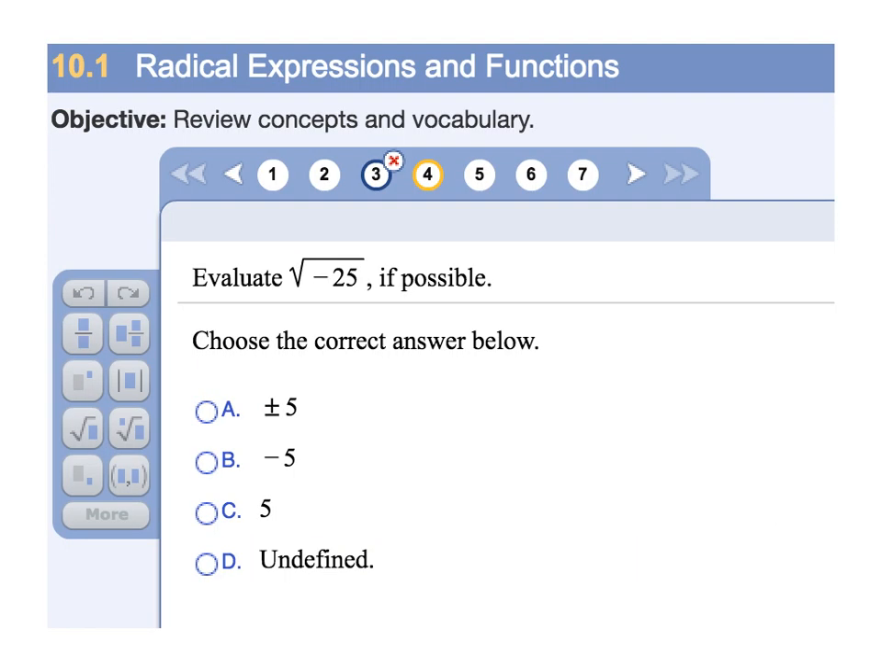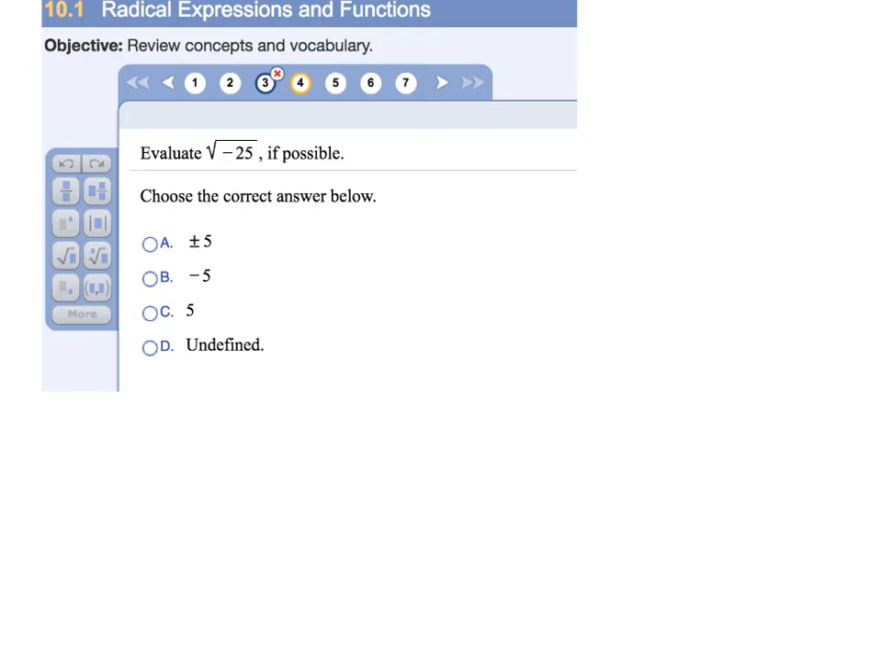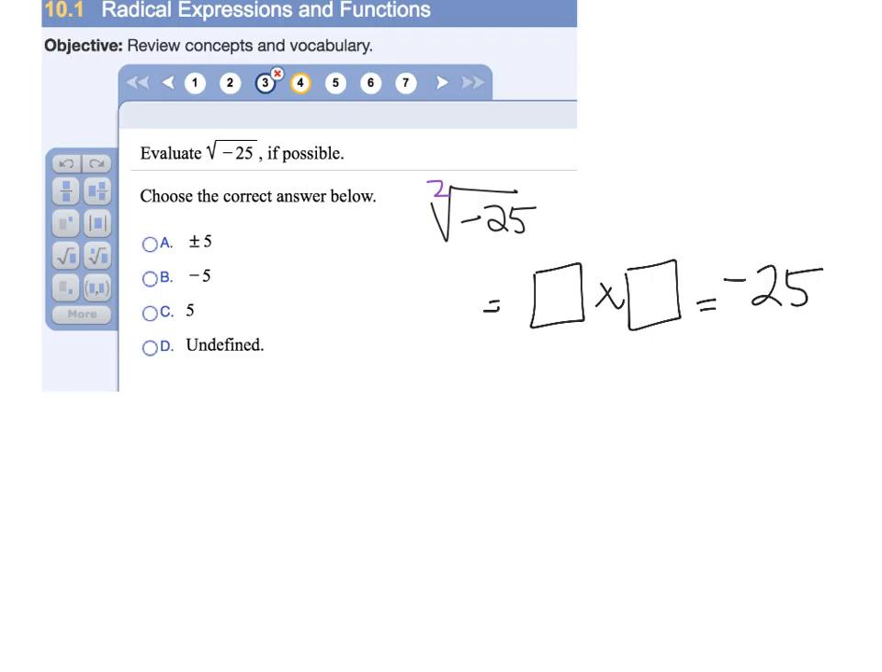All right, this one's kind of a fun question. It says evaluate the square root of negative 25. Now when you don't have a number right here, you know that you can insert the number 2. What this is saying is, what number times itself is equal to negative 25?